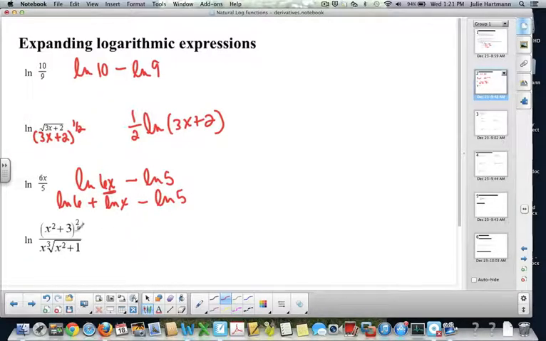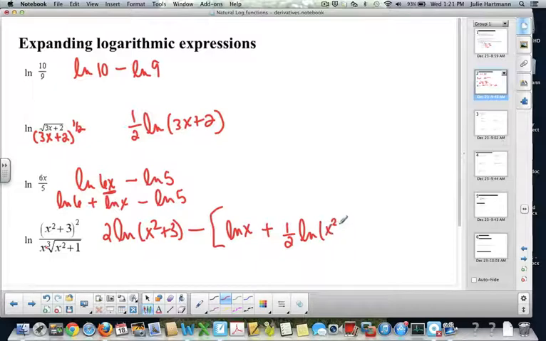Okay. Oh boy, this one. So two things. I'm going to do the quotient rule first. So ln of x squared plus 3 squared, so that 2 can go in front, minus, this is a product, so ln of x plus, this is x squared plus 1 to the 1/2, so 1/2 ln of x squared plus 1. Okay, and that is just separating it out, just a little bit of review there.